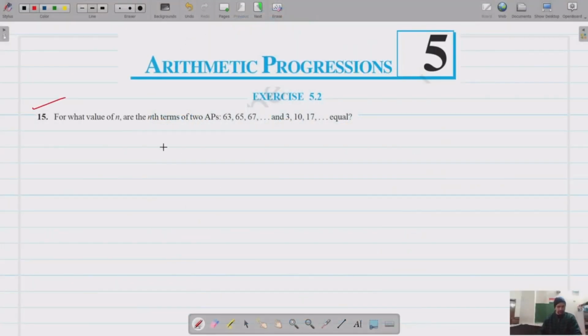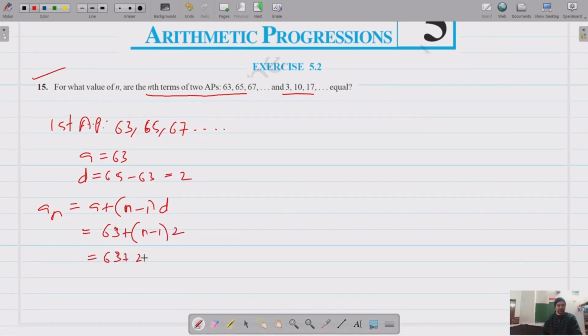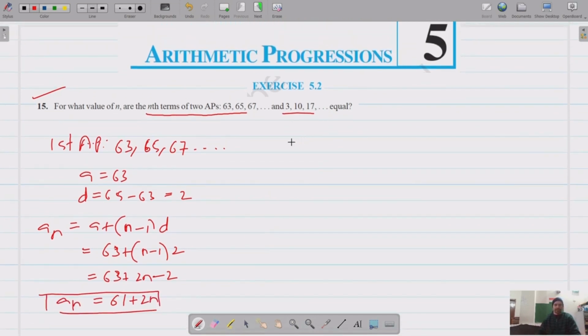So for question number 15, we have to find the value of n for which the nth terms of these APs are equal. Our first AP is 63, 65, 67, and goes on like this, where A is 63 and D is 65 minus 63, which is 2. Its nth term is A plus n minus 1 into D, so 63 plus n minus 1 times 2, which gives 63 plus 2n minus 2, which is 61 plus 2n. So this is the nth term of this AP, and now our second AP.